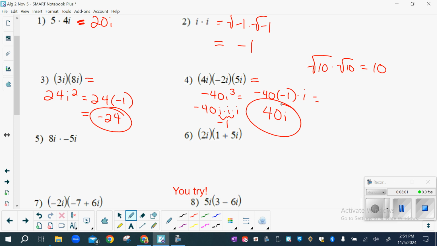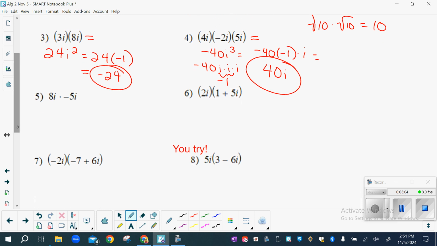So number 5. When we take 8i times negative 5i, what do we get? Good. Positive or negative? Good. And it's negative 40i squared. And so we said that i squared is equal to, what's i squared equal to? Negative 1. So then our answer would be positive 40.